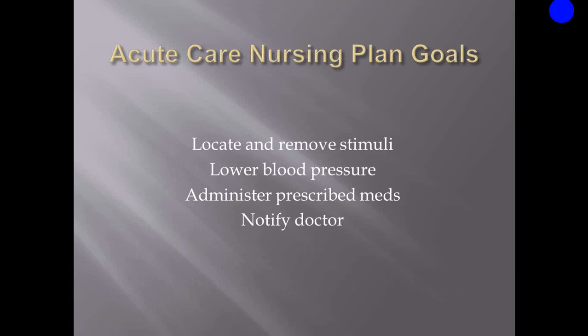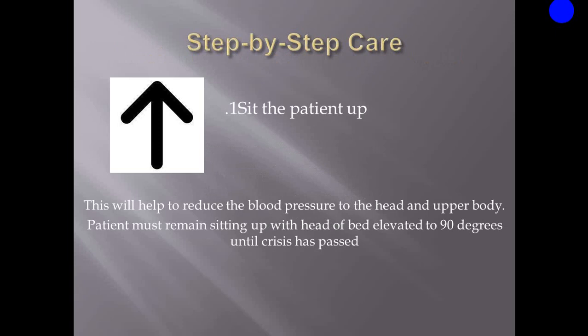The acute care nursing plan goals are to locate and remove stimuli, lower blood pressure, administer prescribed medications, and notify the doctor. We have the step-by-step care. The first step of the care is to sit the patient up. This will help to reduce the blood pressure to the head and upper body. The patient must remain sitting up with the head of the bed elevated to 90 degrees until the crisis has passed.